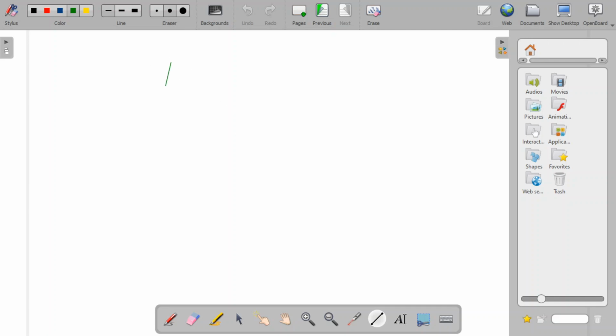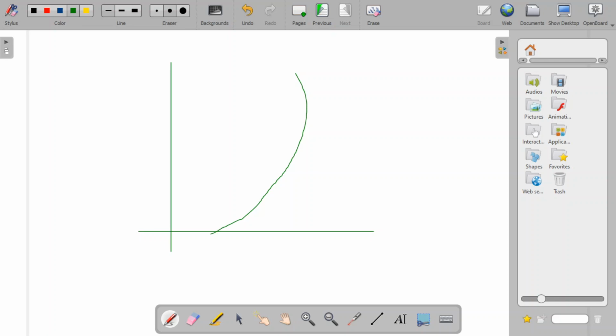First I draw the y-axis, then the x-axis, then a curve. This curve represents the equation f(x) equal to 0. Obviously this is a non-linear equation, which is why it is drawn as a curve. If it was linear, it would have been a straight line. Now I make an initial guess x0.